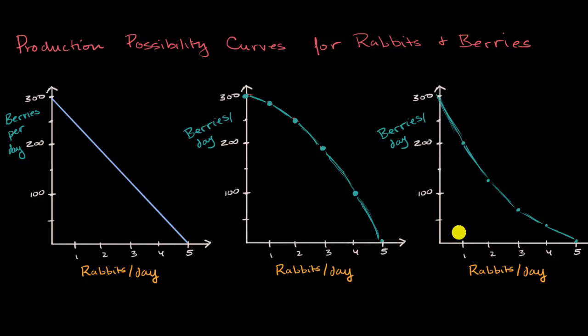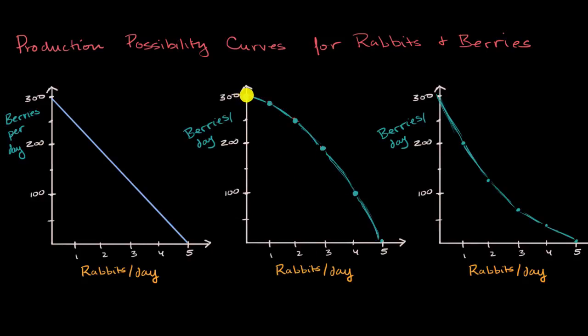So the first thing I'm going to do is ask you a question. Which one describes a scenario where for every extra rabbit I catch, every incremental rabbit, I'm giving up more and more in terms of berries? Or another way of thinking about it is, as I catch more and more rabbits, the opportunity cost in terms of berries is increasing. Which one of these curves describes that? Well, some of you might have already seen the video on Khan Academy on increasing opportunity cost, and you might recognize this curve here, but let's just review it.